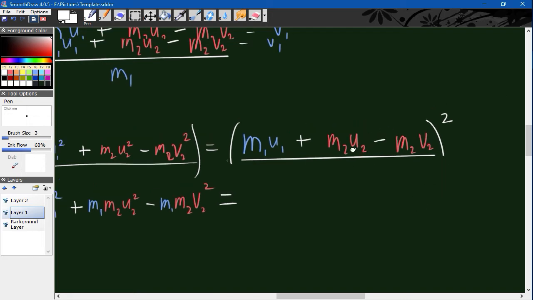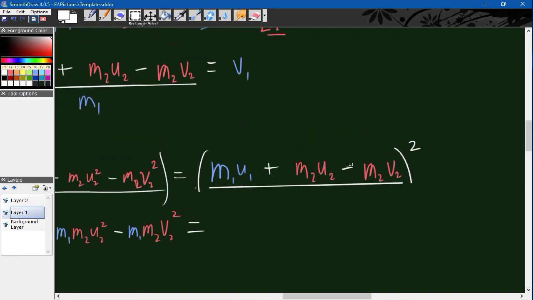But here's what we could do to make it a very neat binomial. We could factor this term out. Okay, if we focus on this area, we could factor out the m2 term, and we get something neater like this.